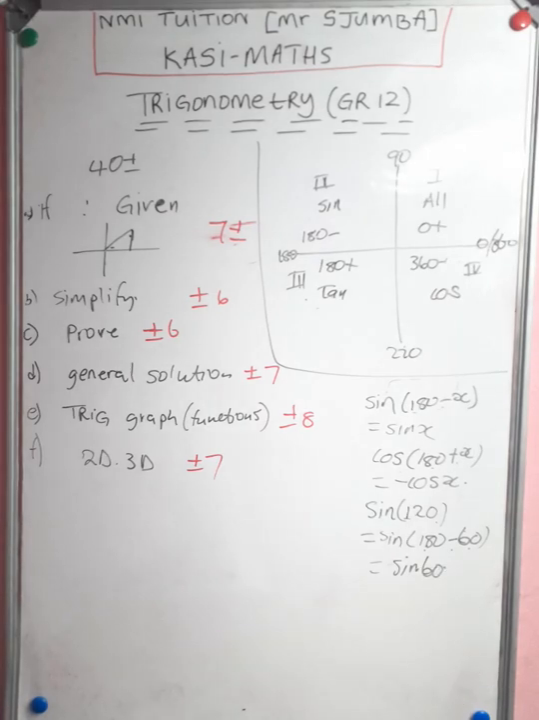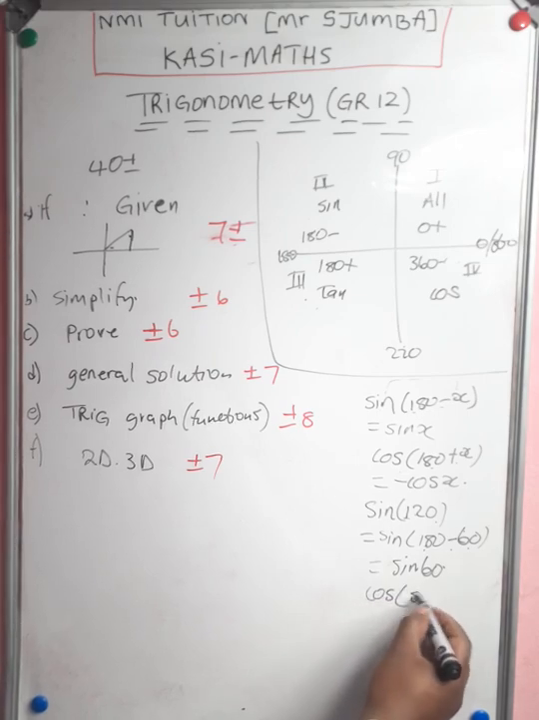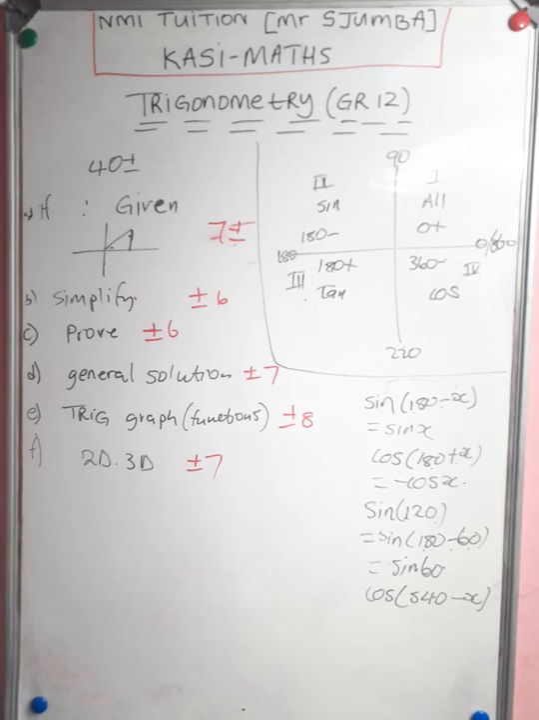Let's say we have cos (540 minus x). You see a number bigger than 360. Don't use that number. Use a number that is less than 360. So when you see a number bigger, just subtract 360.